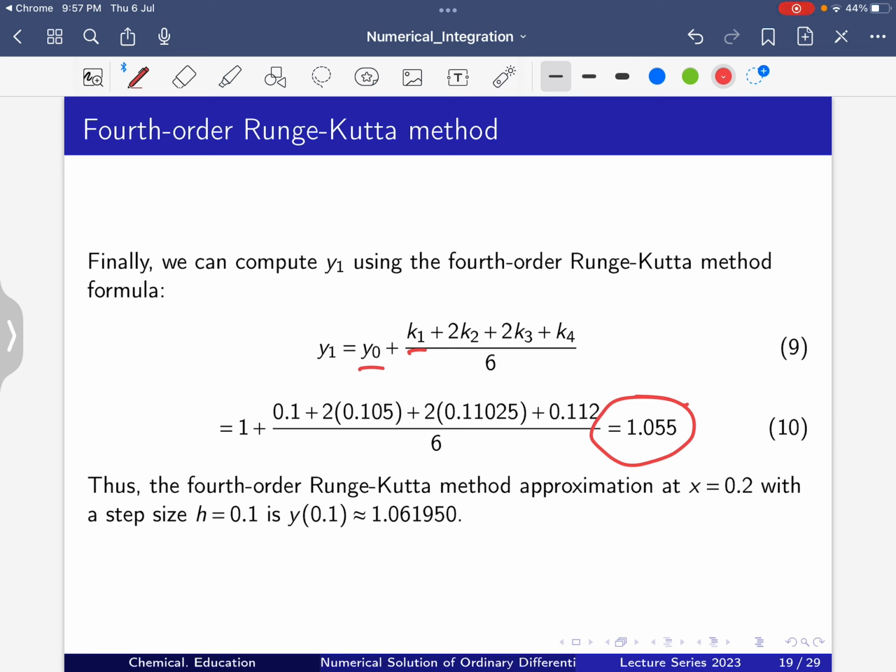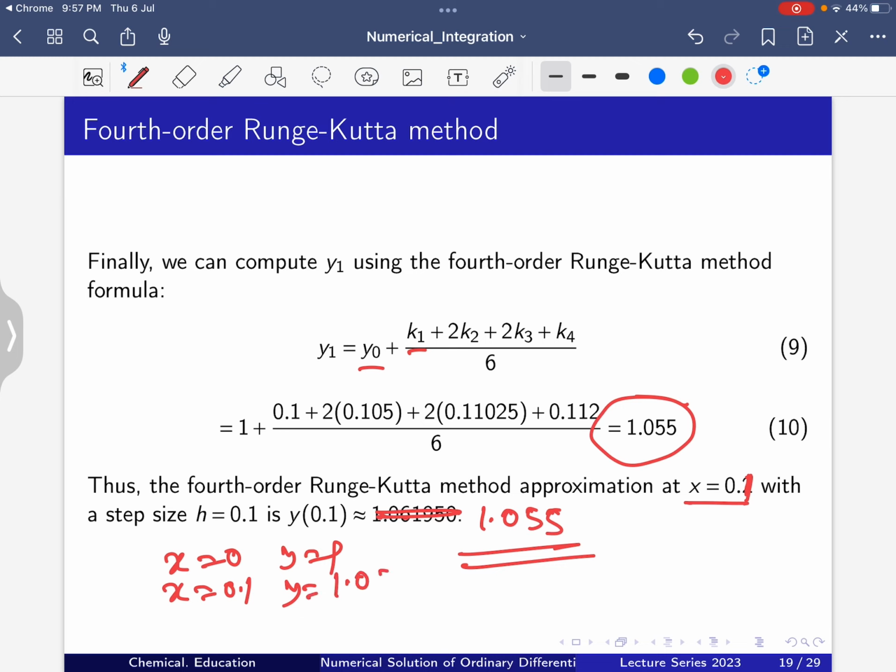Similarly, we can do this for further steps with step size 0.1. This is the calculation. Now you can do any step, with a similar procedure. Here after doing the calculation, initially x is equal to 0, y is equal to 1. After doing the calculation, x is equal to 0.1, y is equal to 1.055. Now you can take any x and get the y value. So that is about the Runge Kutta fourth order method. That's it for the RK4 method.